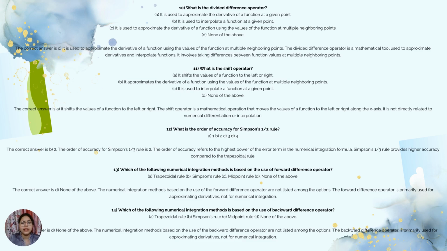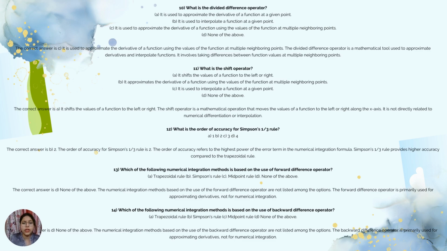The correct answer is A. It shifts the value of a function to the left or right. The shift operator is a mathematical operation that moves the value of a function to the left or right along the x-axis. It is not directly related to numerical differentiation or interpolation.